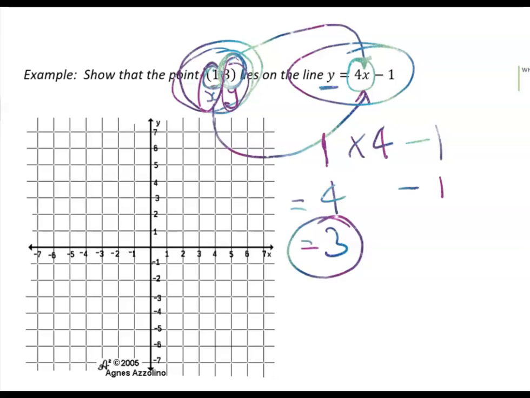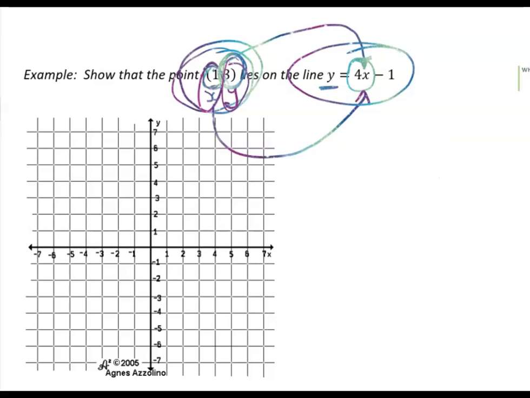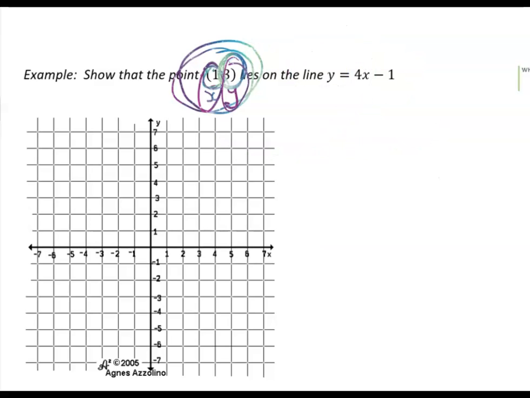So your answer is yes, it does lie on the line, because when I substitute it into this equation, I'll get 3 because y is equal to 3. 3 is equal to 4 times x, so 4 times 1, take away 1. Because 4 times 1 is 4, take away 1 equals 3. And that's how I can show it.